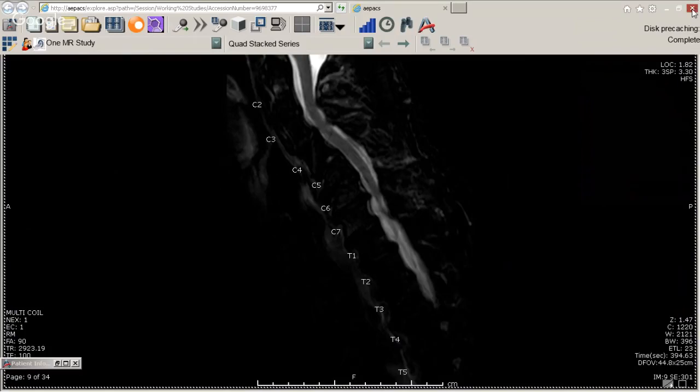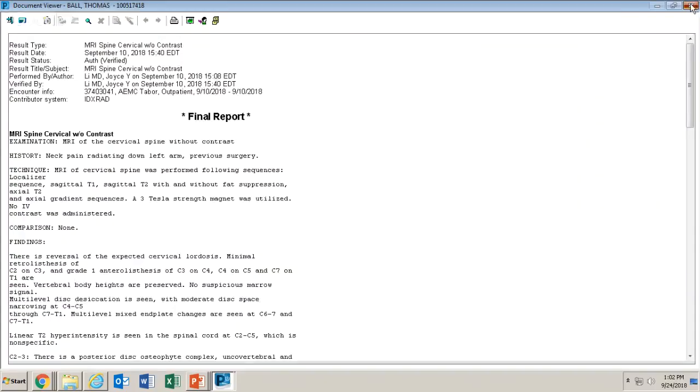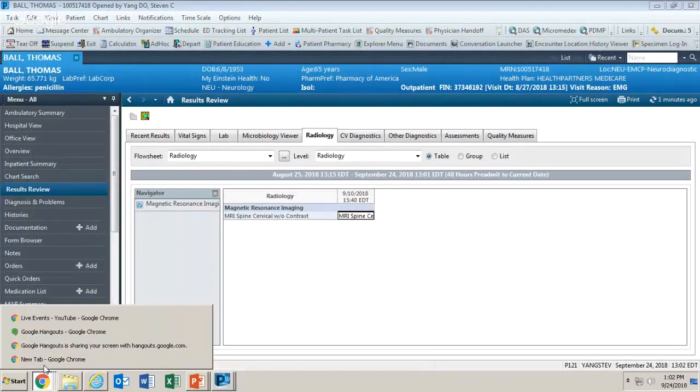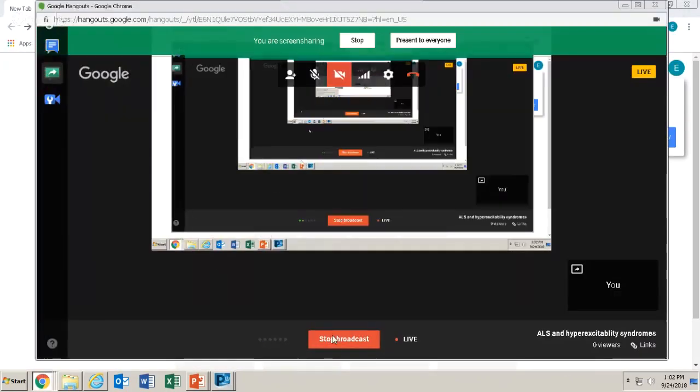We just got the cervical spine after. He had a history of neck trauma, a motor vehicle accident, and then later said, oh yeah, I've had neck pain for years.